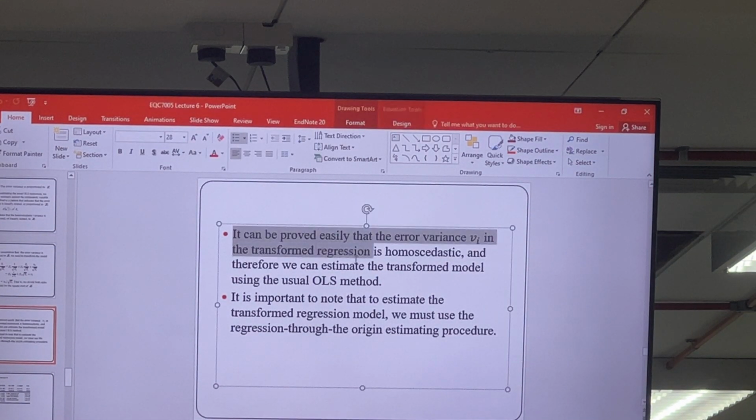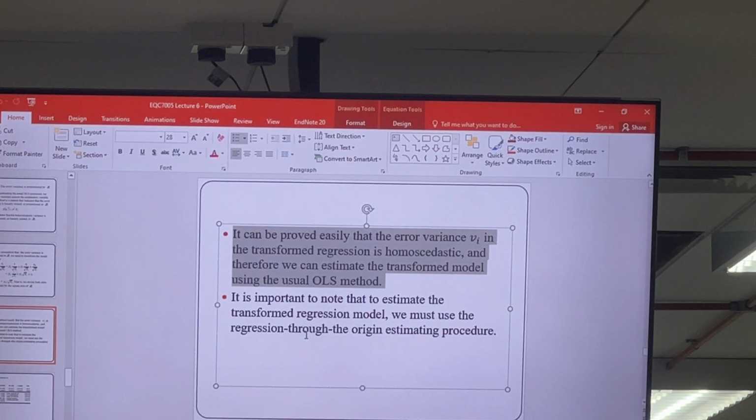Okay, it can be proved. Now I show that after we transform, we transform the error term in the transformed equation to have a constant error variance, sigma square, instead of sigma square xi.